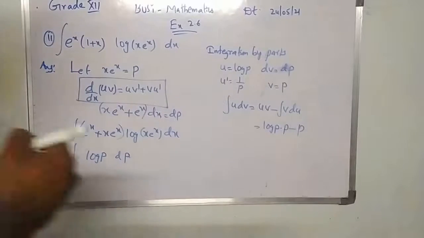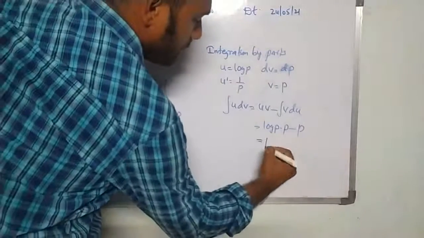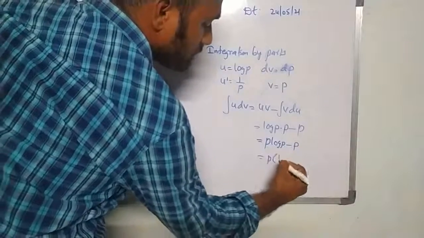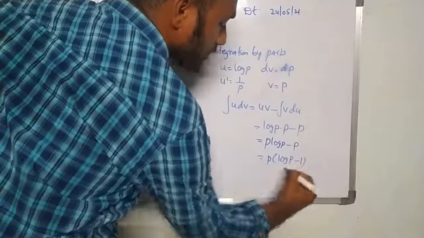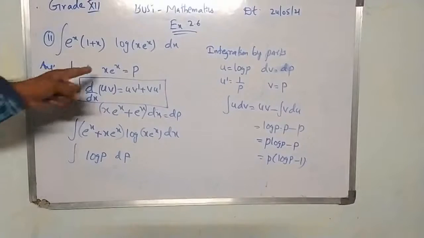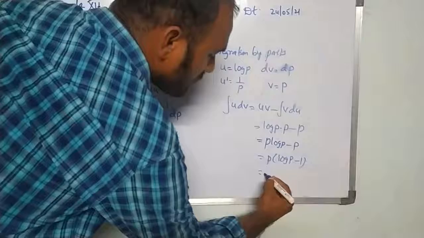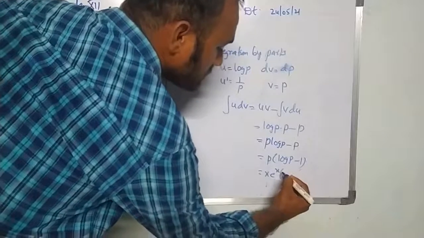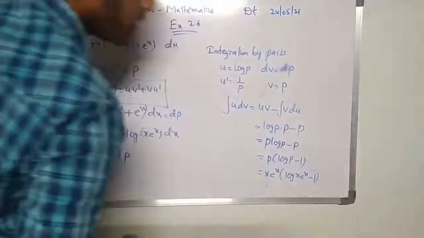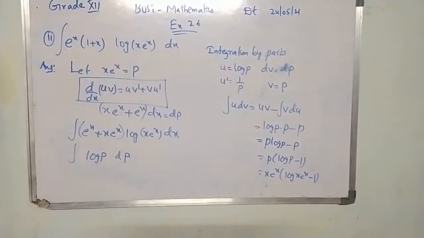So this can be written as p log p minus p. We can take p outside, it becomes p into log p minus 1. What we have assumed as p here is x e power x. So this can be written as x e power x into log of x e power x minus 1 plus c.